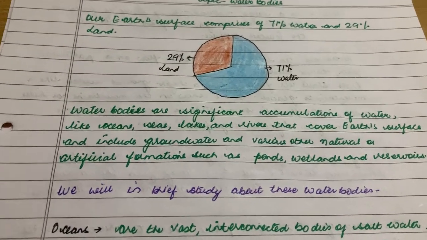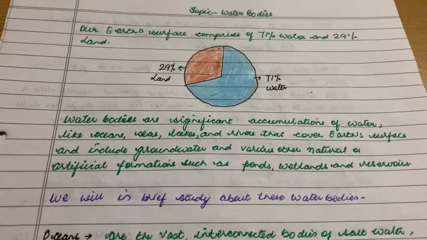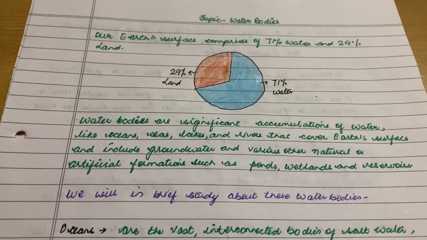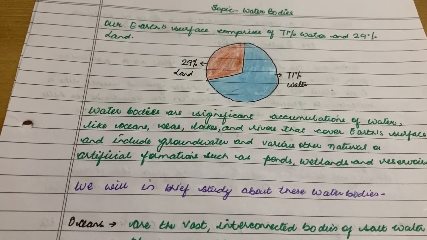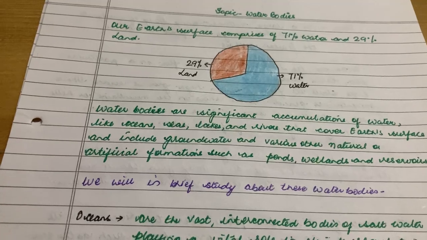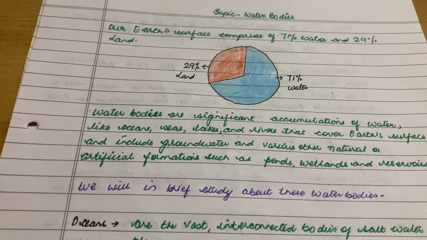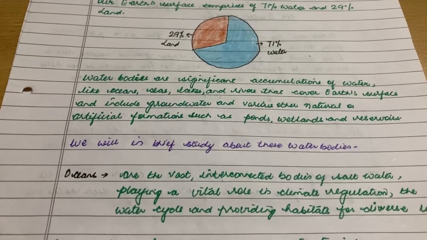So now we'll study about each of these parts of water bodies in a little brief. I'll cover the important points. I'll also cover the largest ocean or smallest ocean in India. Similarly, the rivers, the lakes, and so on and so forth. So let's first get started with the ocean.